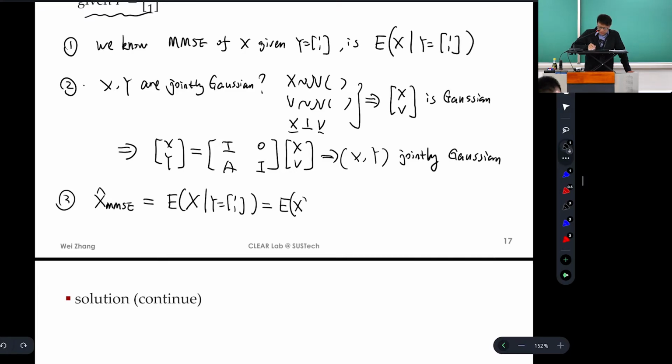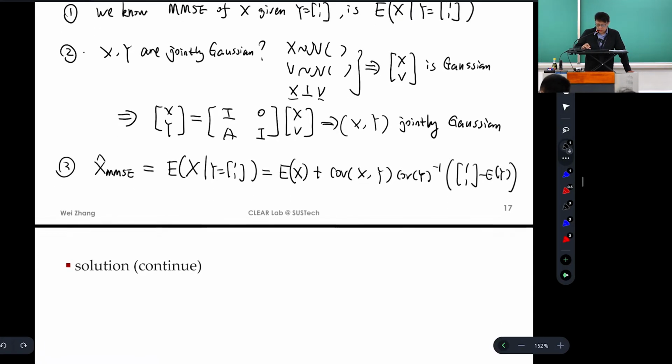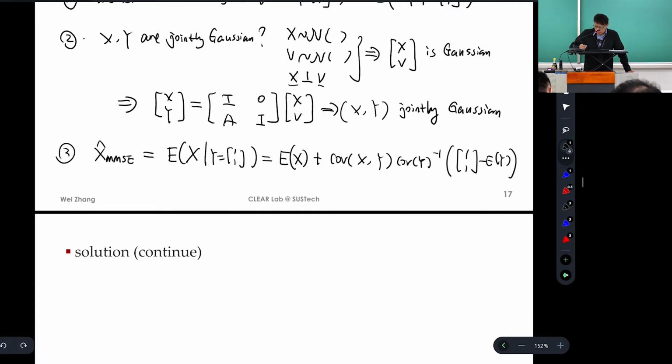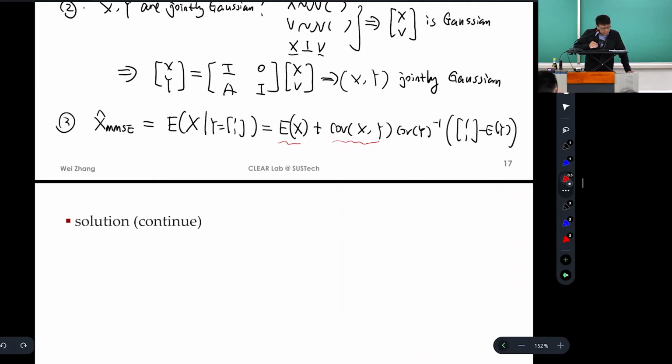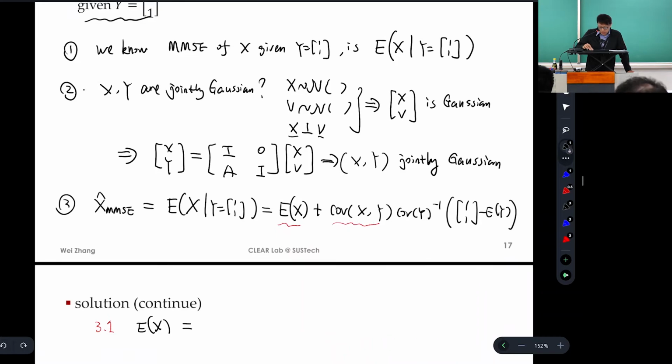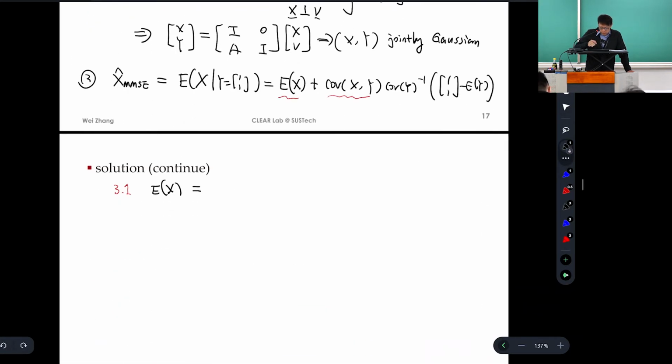So that will be the expectation of X plus the covariance of X with Y times the covariance of Y inverse times (1, 1 minus the expectation of Y). Okay? Now I want to ask you how to compute those terms. So maybe I know EX, right? What is EX? Oh, EX is given. EX is 4 and 4.